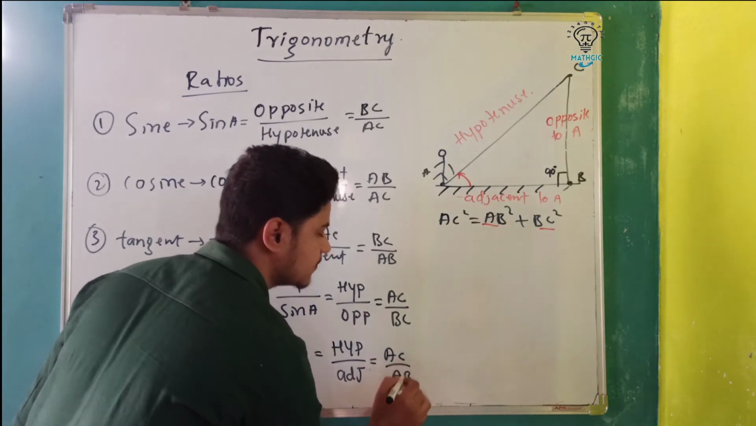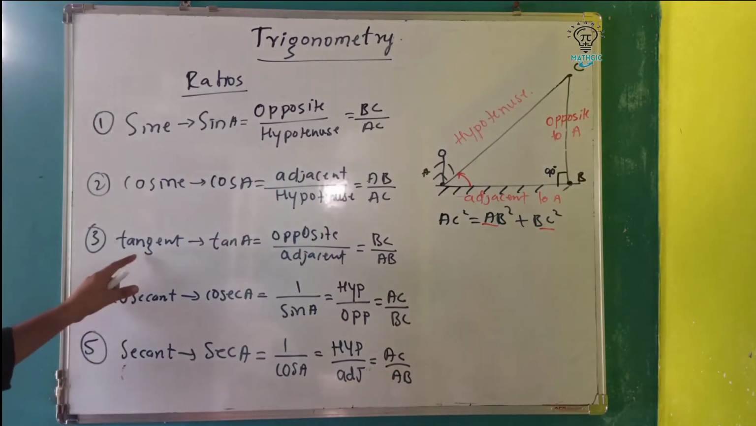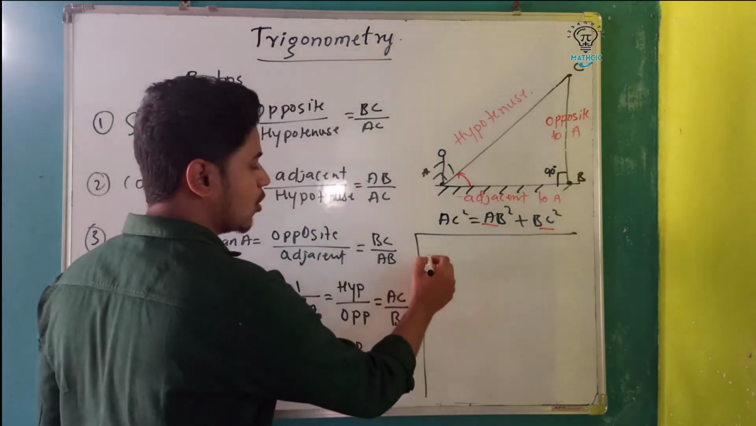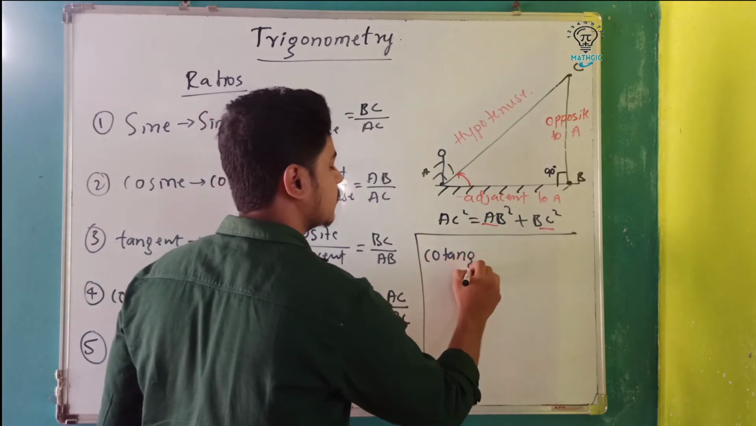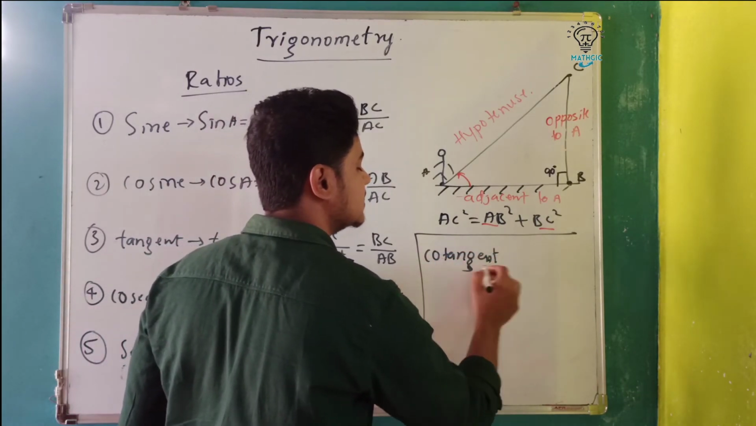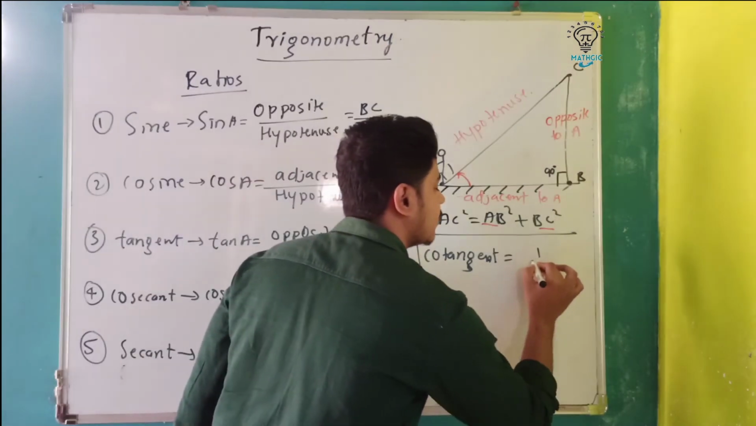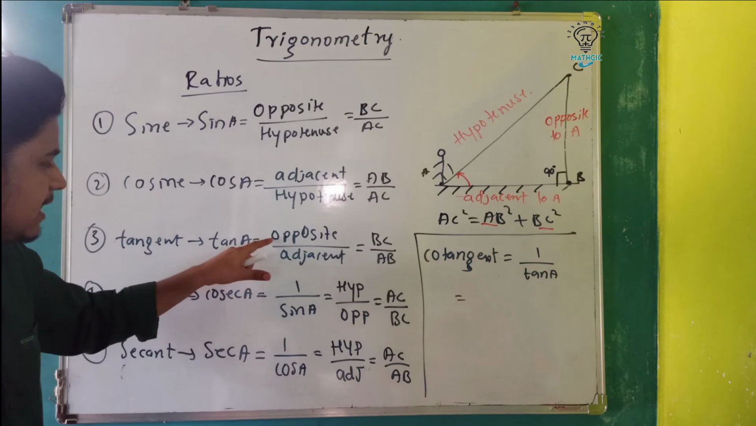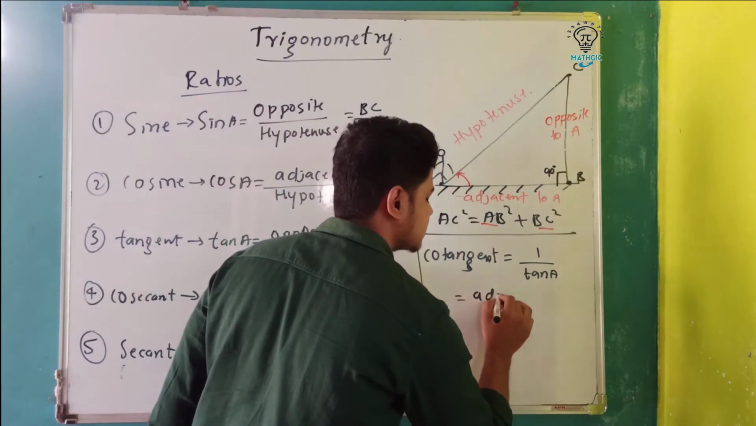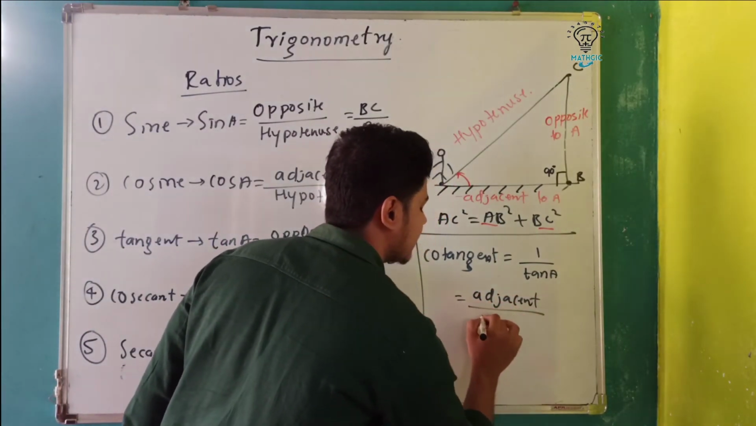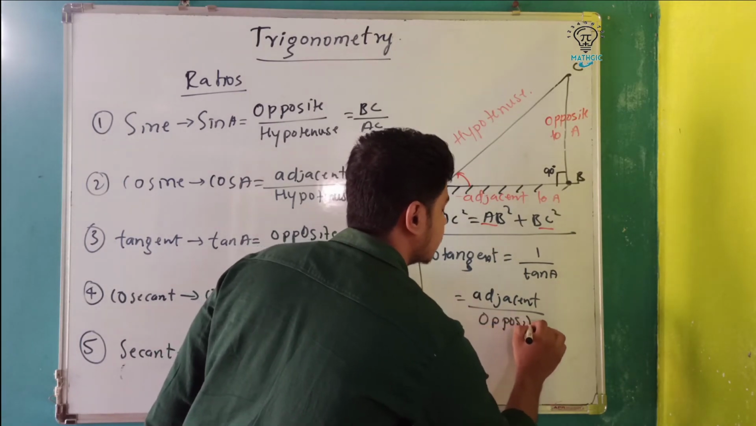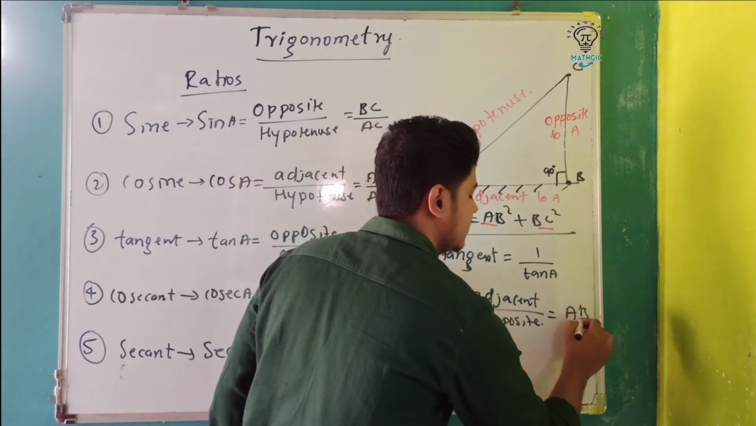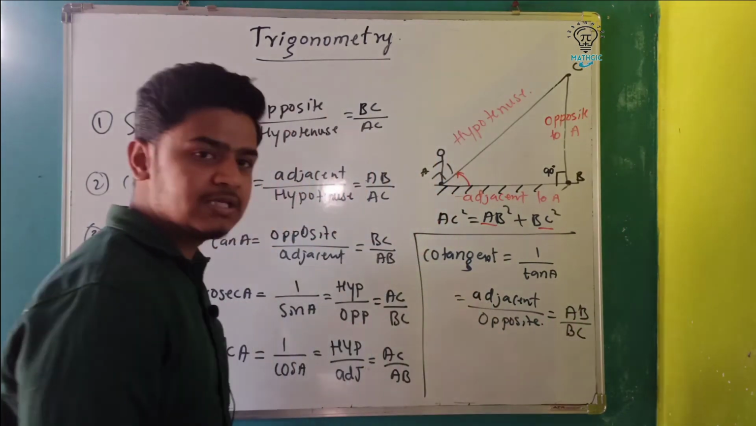The sixth ratio is the reciprocal of tan, that is cotangent, which is 1 by tan, written as adjacent by opposite. So that is AB by BC. These are the 6 ratios.